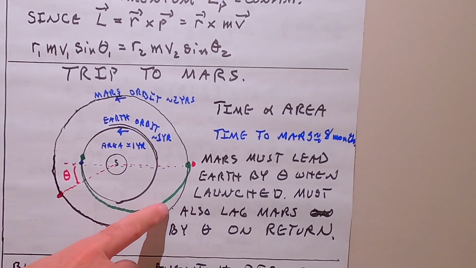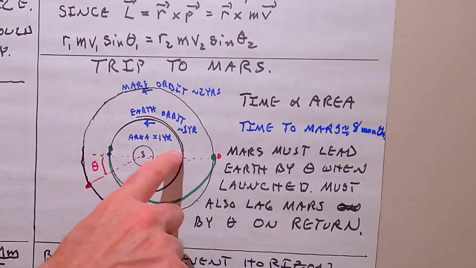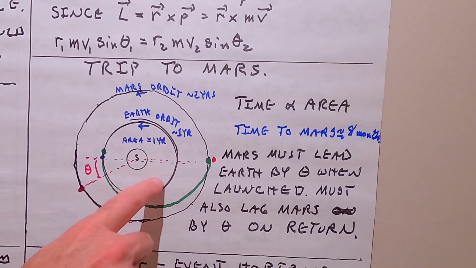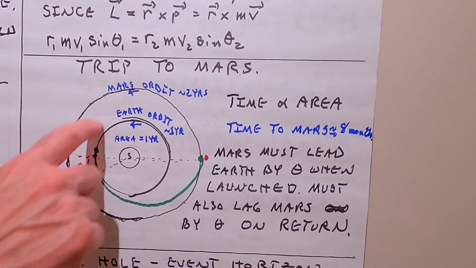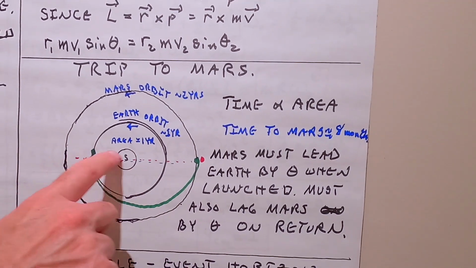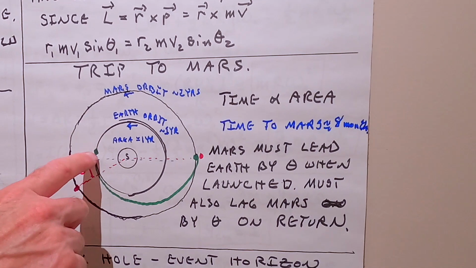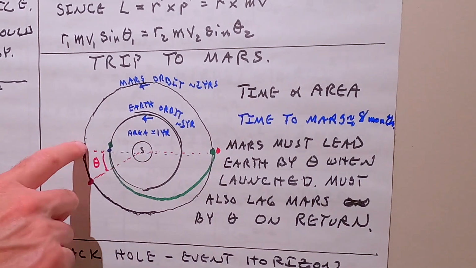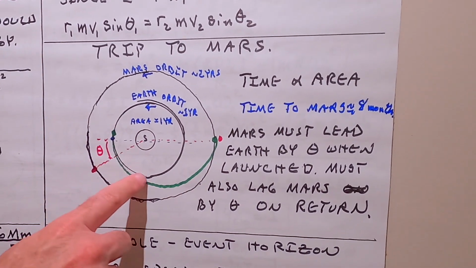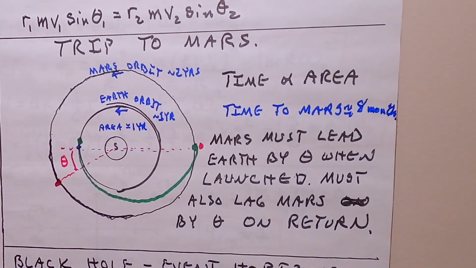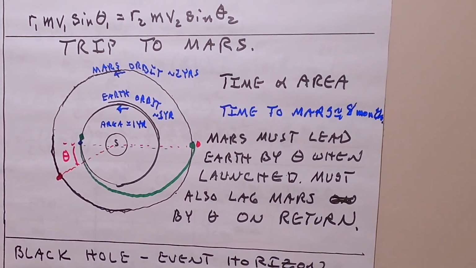And you want to catch it on that side. And since we know that this area right here corresponds to 6 months, because this whole thing was 1 year, this area right here corresponds to about 8 months, right? Because this is 1 year. So it takes about 8 months to get out to Mars right there.